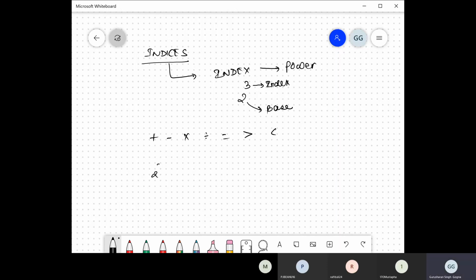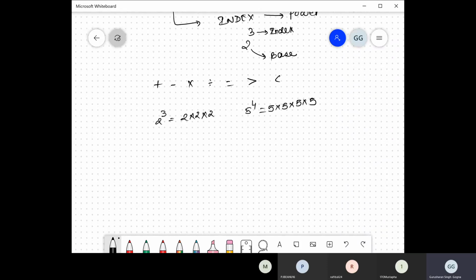So 2 to the power 3 means what? 2 by 2 by 2. Basically, you multiply 2 three times. 5 to the power 4 is 5 times 5 times 5 times 5. So you have to multiply 5 four times. That is the meaning of 5 to the power 4.